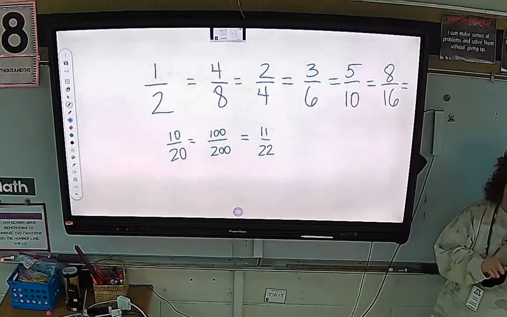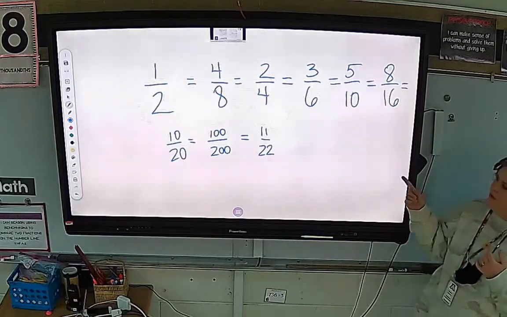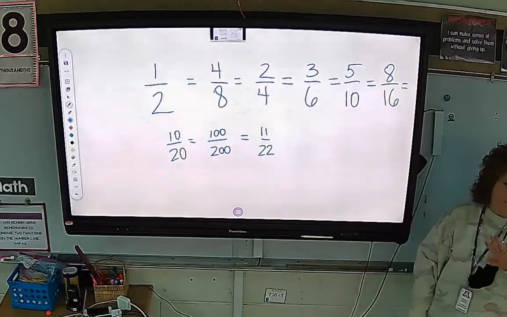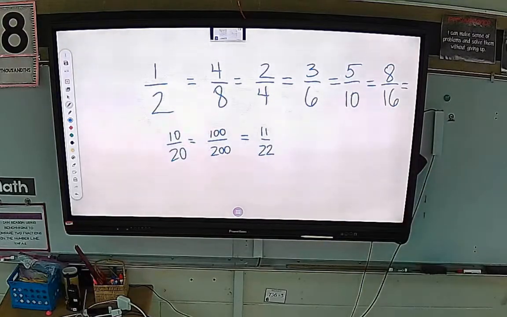You have noticed some things about these fractions. All right, what have we noticed so far? You've told me they're all different. So yes, what we mean by that is 1/2 could have many different names. It could be equal to many, many different fractions. So could some of our other fractions.